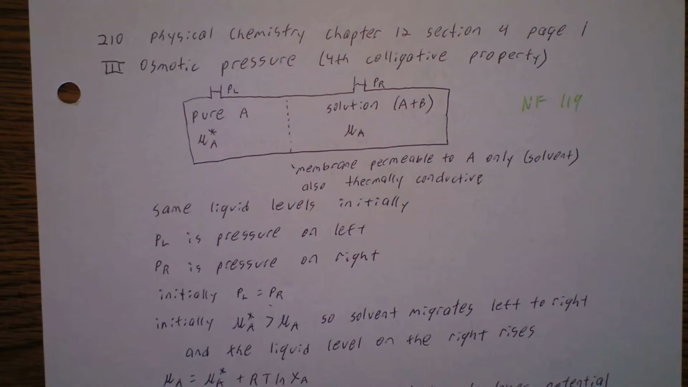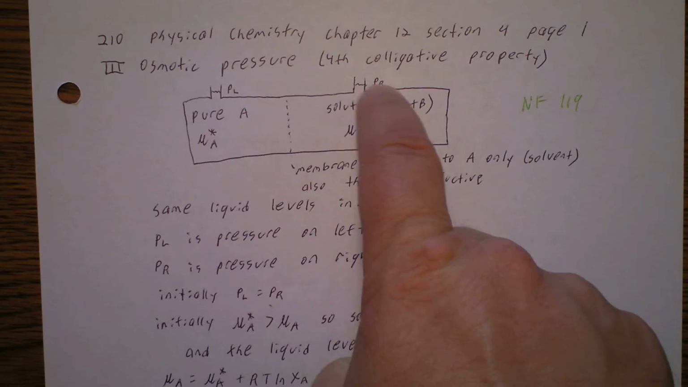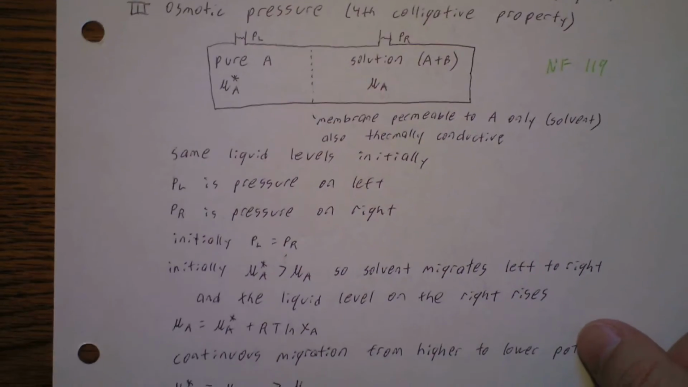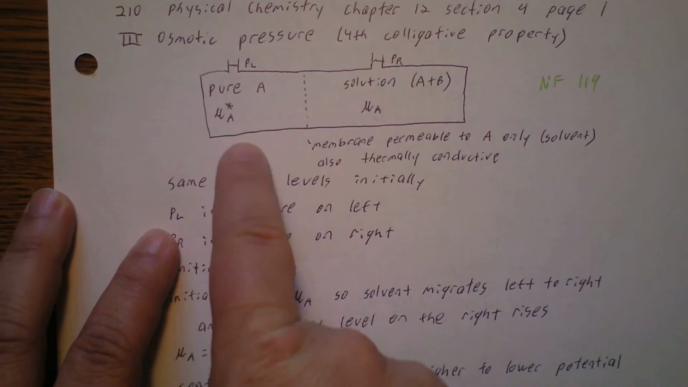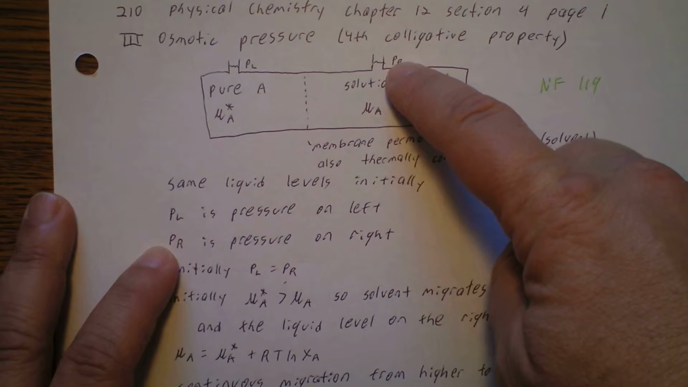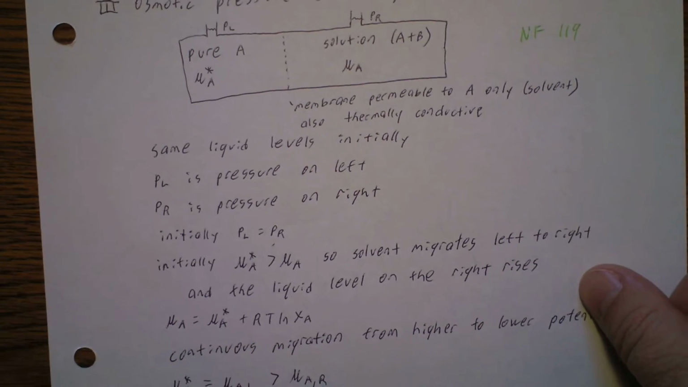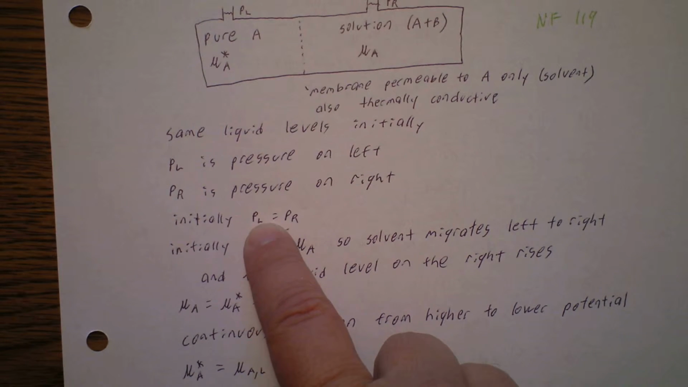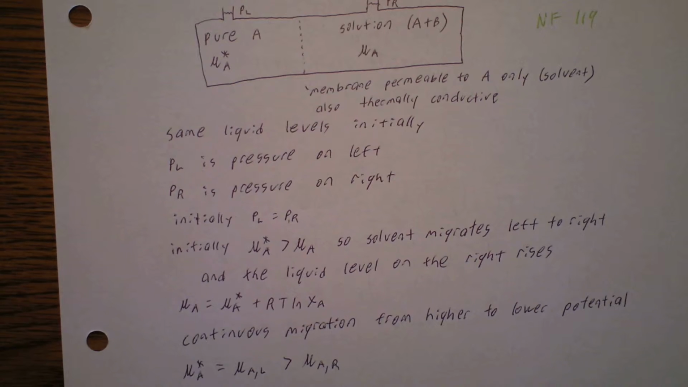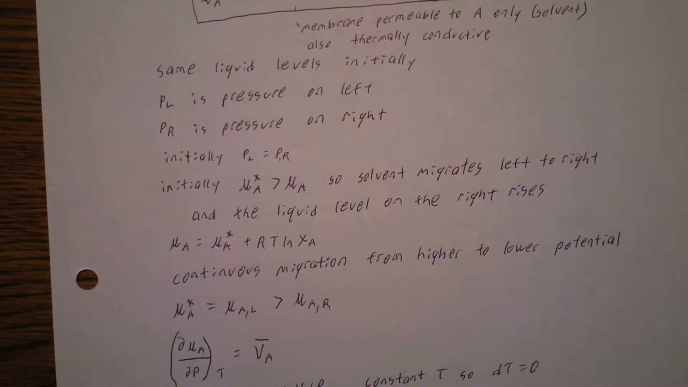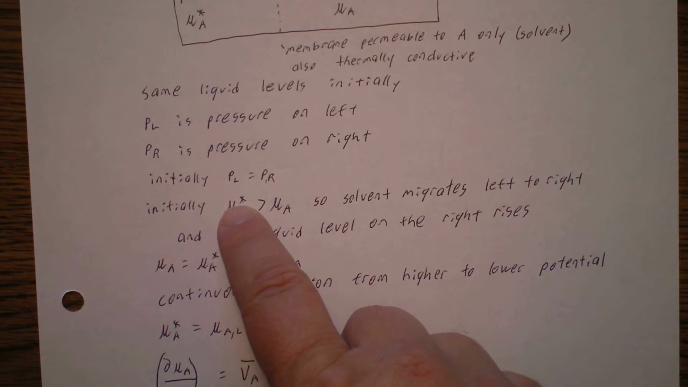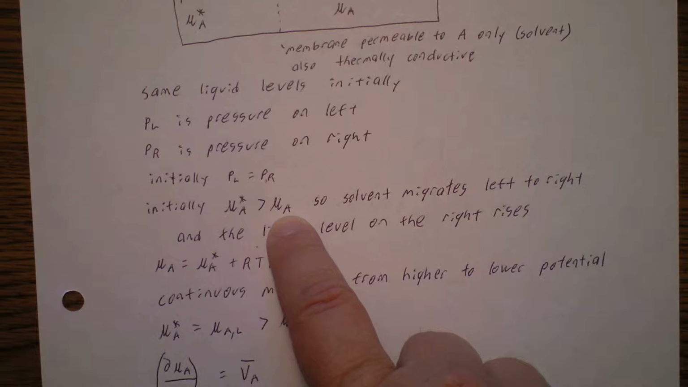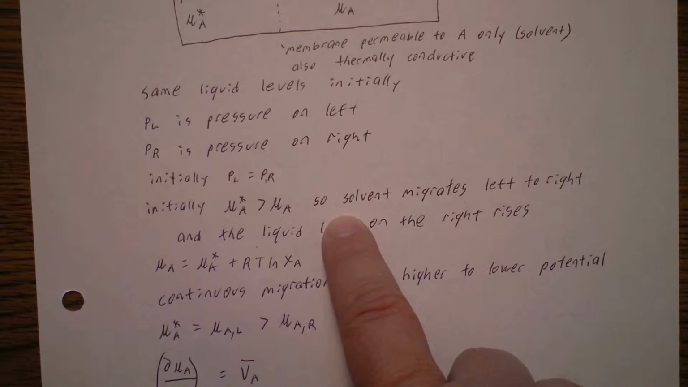Now we're going to start out so that the two liquids start out at the same height, so they're level. So like I said, P subscript L is the pressure down here on the left side, P subscript R is the pressure down here on the right side. So initially, our starting conditions, the pressure on the left side is equal to the pressure on the right side. Now, initially, the chemical potential of the pure substance A is actually going to be greater than the chemical potential of the substance A in the solution.